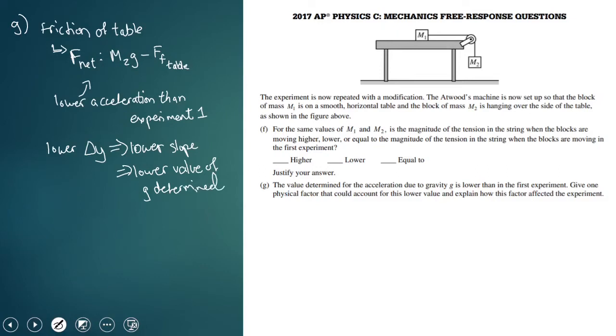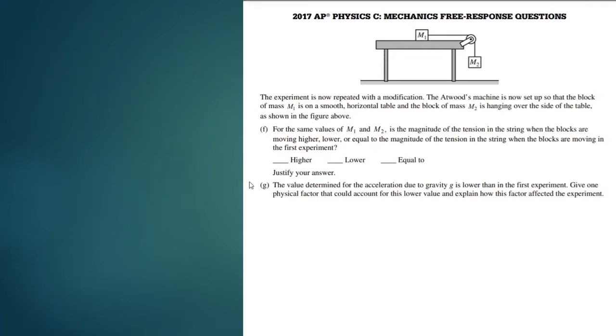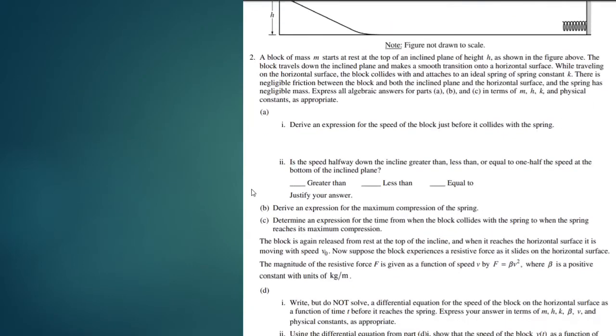Determined. So it's a fairly simple explanation to give: there's an extra force counteracting our force of gravity, and because of that, our acceleration is going to be lower because there's a lower net force, which means that you're going to have a smaller slope or a less steep slope. So that was question number 1 in full.